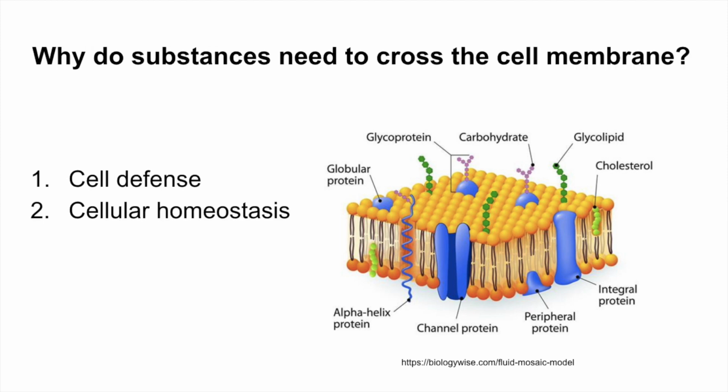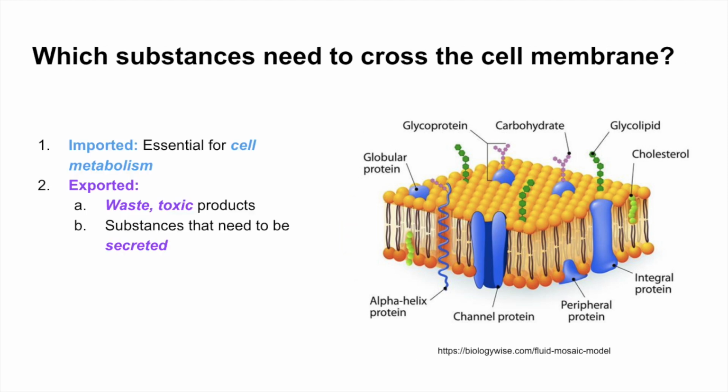Now, why would substances want to cross the cell membrane? Well, two of the main reasons are for cell defense, for example, killing pathogens, and for cellular homeostasis. Now, you may wonder, how do cells know which materials need to pass through? Well, those that are imported are those essential for cell metabolism, for example, glucose, hormones, ions, etc. And those that are exported include waste, toxic products, and substances that need to be secreted, such as enzymes and hormones.